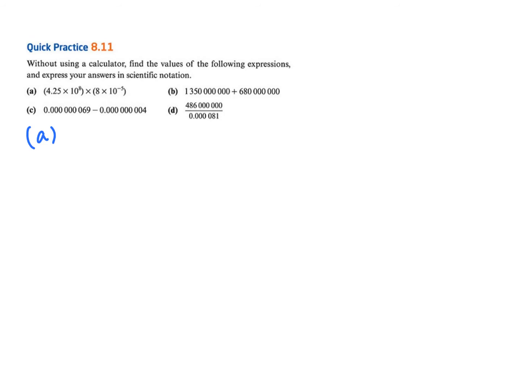Without using the calculator, you have to calculate the questions. So how to do these questions? You can multiply these two values first, and then these two values you can multiply.